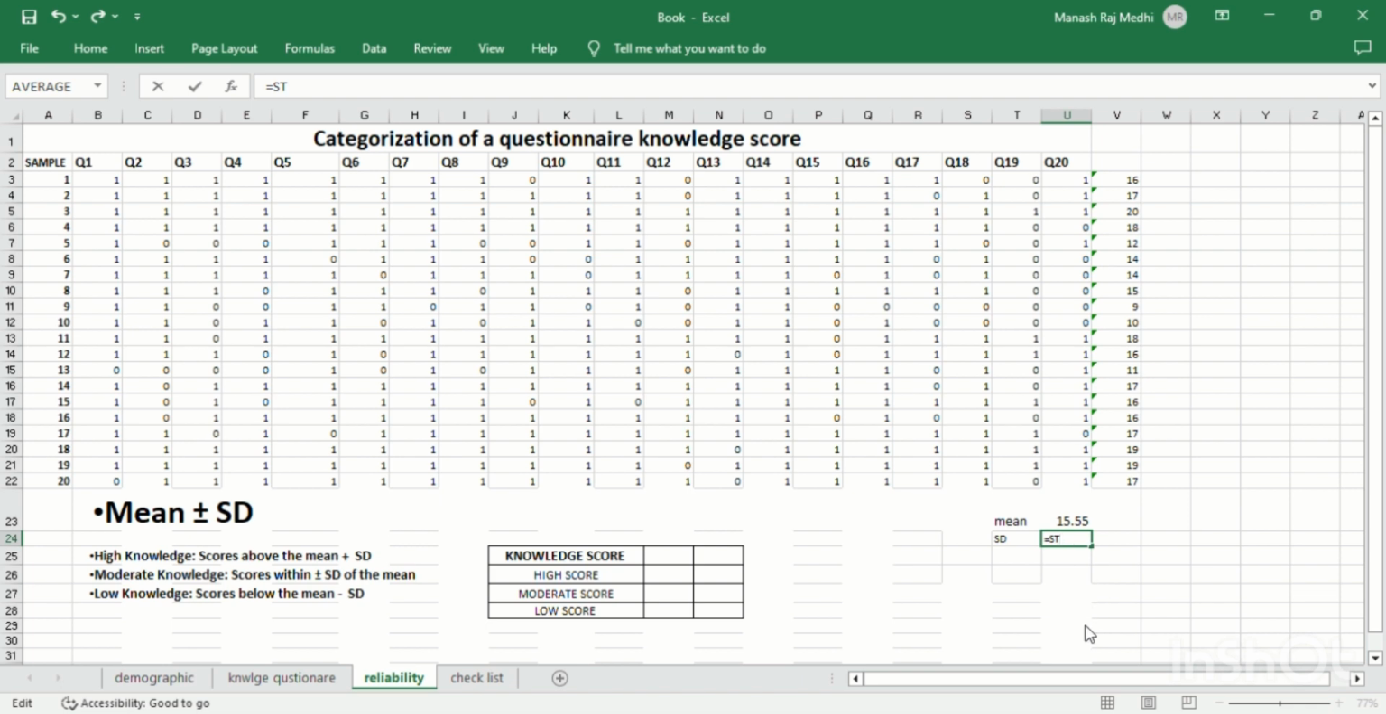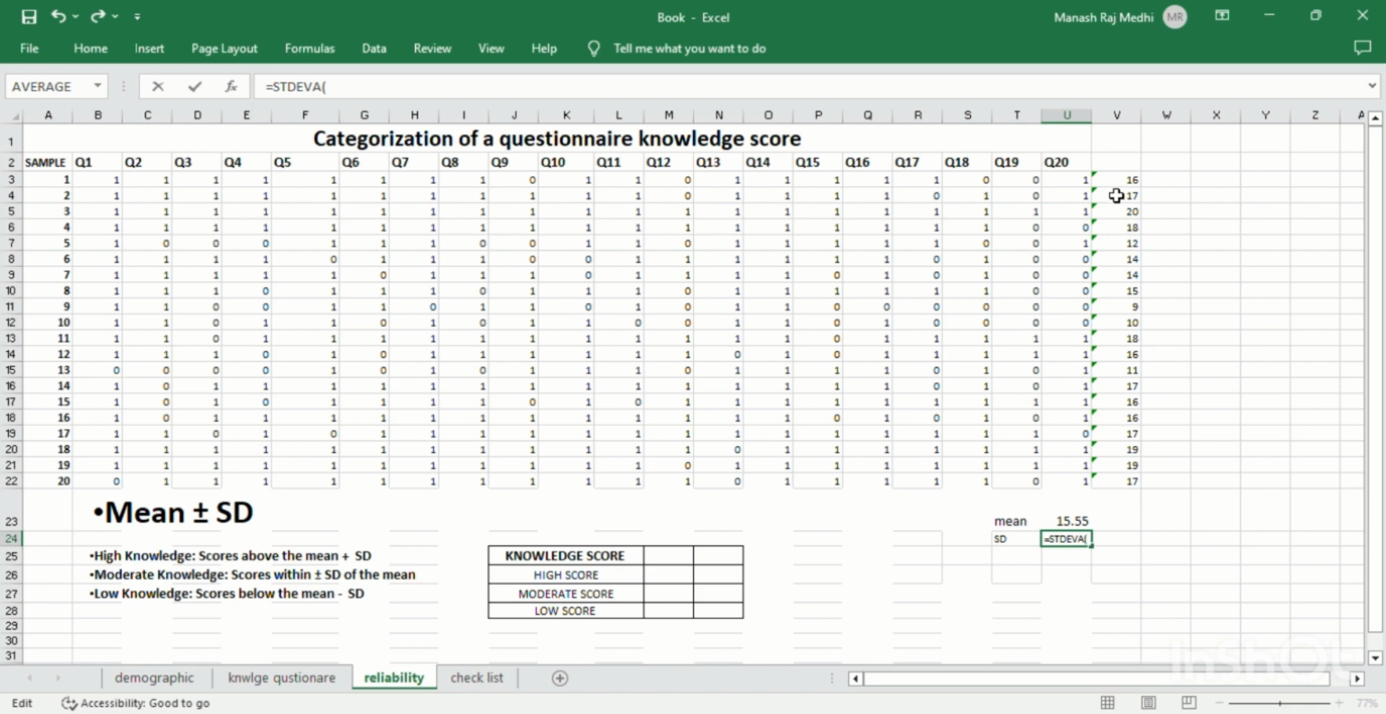So here you can see this is the formula of standard deviation. So click on this. Then you can see its bracket is there.